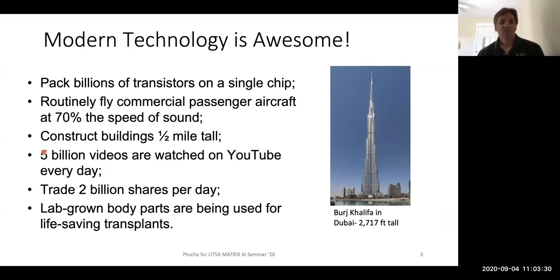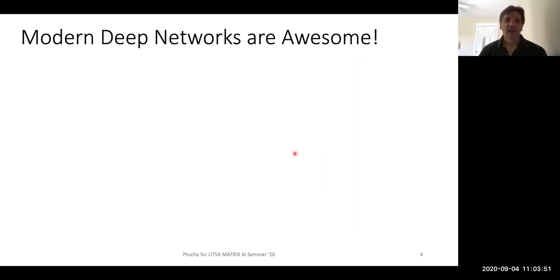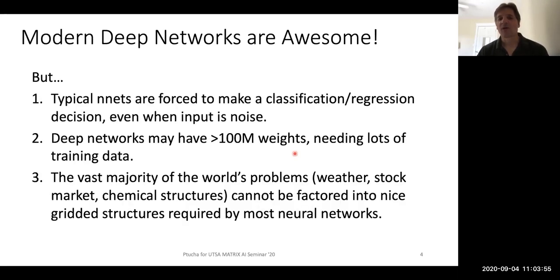So what we're going to do is take a little story about deep learning. I love deep learning. I love technology, and we are so lucky to be alive where we are. We can pack billions of transistors on a single chip. We can fly airlines routinely at 550 miles per hour, construct awesome buildings like you see here in Dubai. Information, big data is all over the place, and this is the fuel which is enabling deep learning. So let's just say I love deep learning, and deep learning networks are awesome, but they have some limitations.